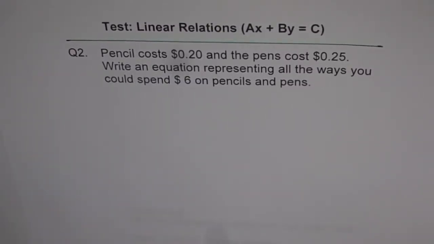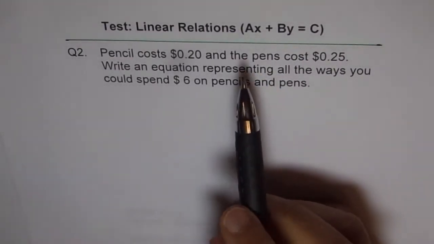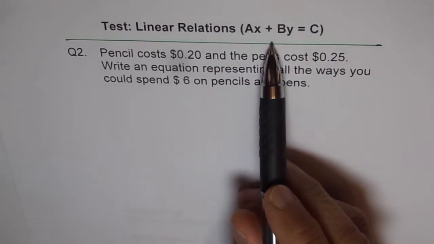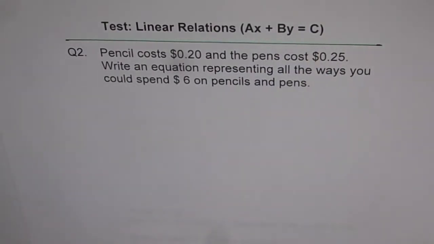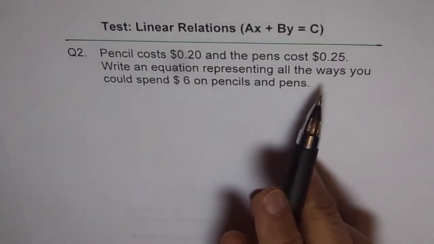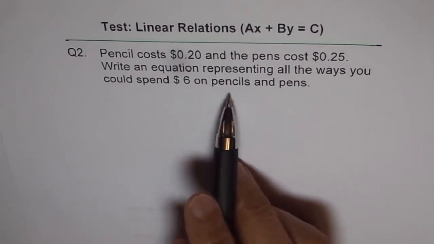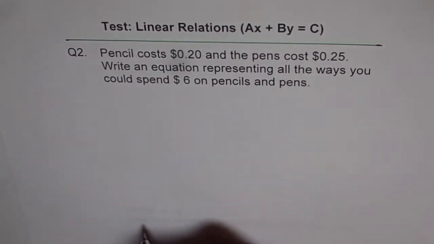Here is question number 2 to prepare you for a test on linear relations, where we will be dealing with the equation of the type ax plus by equals c. Question number 2 is: pencils cost 20 cents and pens cost 25 cents. Write an equation representing all the ways you could spend $6 on pencils and pens. So that is the question.